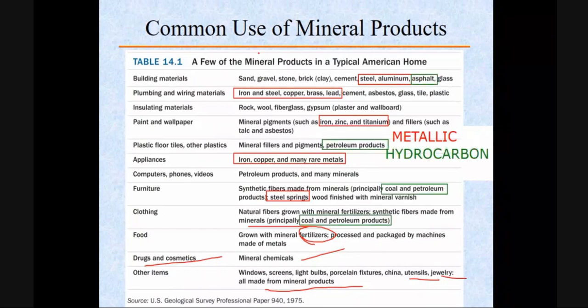Another group is hydrocarbon. Of course, we are not going to deal with hydrocarbons. Originally, hydrocarbon was also a part of the economic resources, but nowadays it is dealt with separately. Hydrocarbons are dealt with separately.